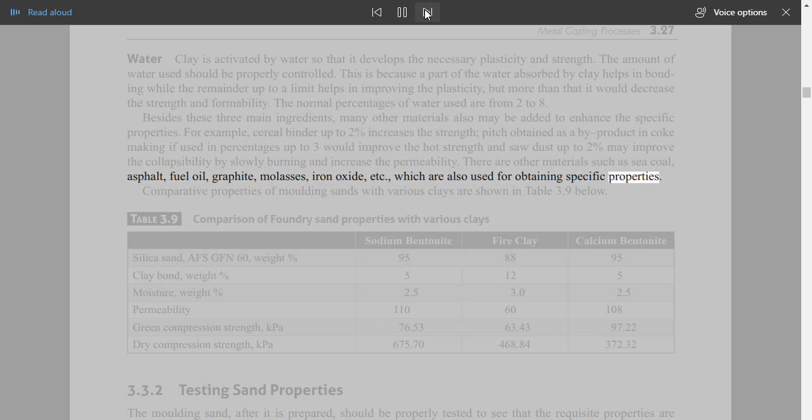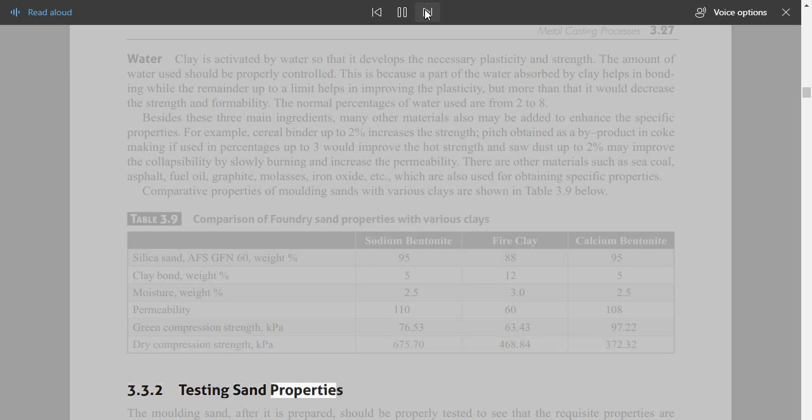for obtaining specific properties. Comparative properties of molding sands with various clays are shown in Table 3.9 below. Table 3.9 Comparison of foundry sand properties with various clays. Sodium bentonite, fire clay, calcium bentonite. Silica sand, AFS GFN 60, weight percent: 95, 88, 95. Clay bond, weight percent: 5, 12, 5. Moisture, weight percent: 2.5, 3.0, 2.5. Permeability: 110, 60, 108. Green compression strength, kPa: 76.53, 63.43, 97.22. Dry compression strength, kPa: 675.70, 468.84, 372.32.